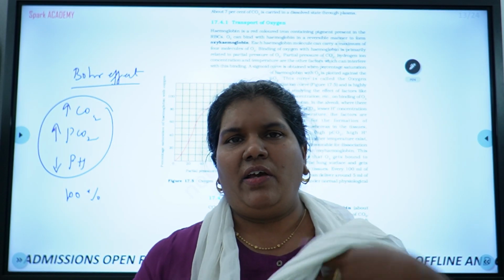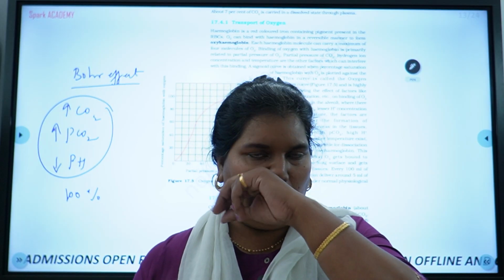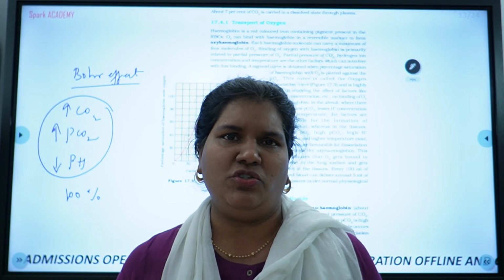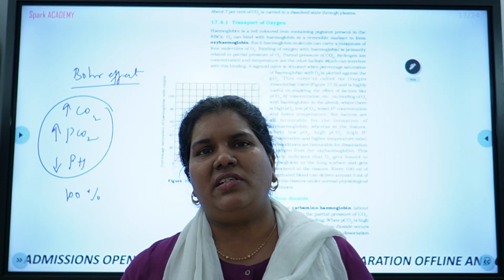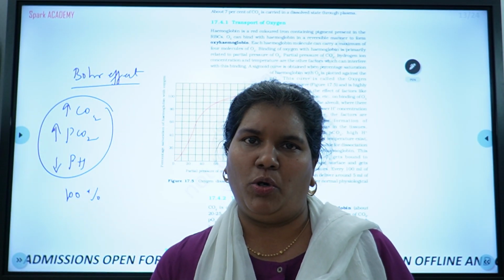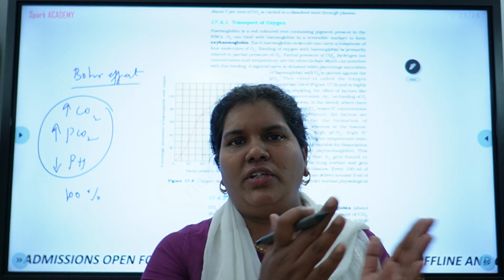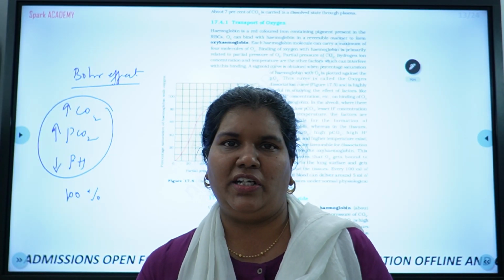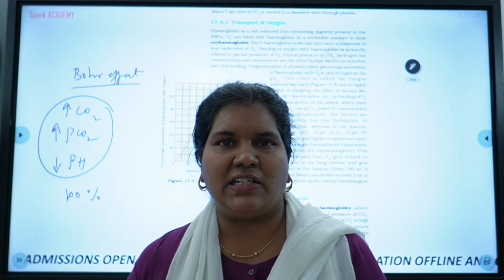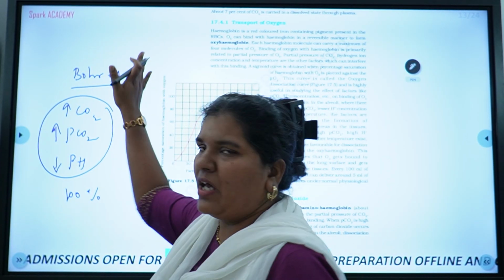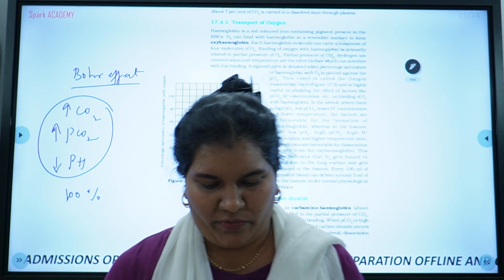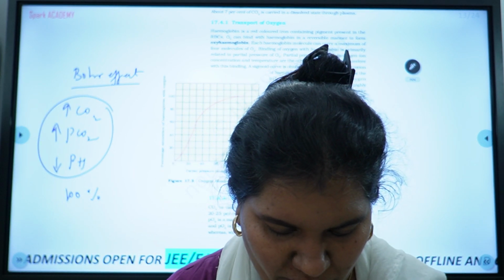Obviously, for binding of oxygen with hemoglobin, partial pressure of oxygen should be more. Suppose the concentration of carbon dioxide is more in the body, this will not allow the hemoglobin to bind to oxygen. That means 100% binding does not take place. This is called Bohr's effect, right? Everyone, I hope you have all understood about this.